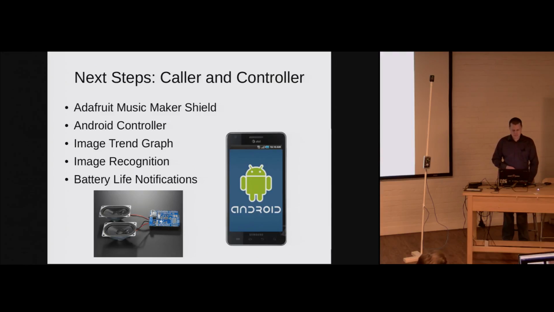And then I want to start looking at adding some graphs to the Elixir app to trend these images, do some image recognition, and potentially send out notifications when the batteries are starting to run low.